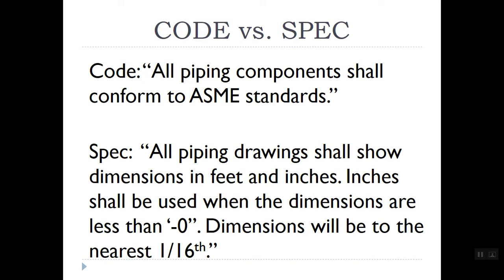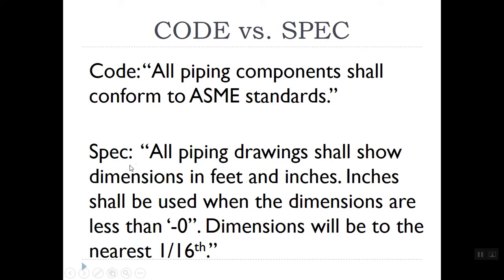So a code, again, it's a big picture thing. It's kind of a larger overview. Code might be all piping components shall conform to ASME standards, American Society of Mechanical Engineers standards. Okay, so that's kind of like a big picture. It applies to every single part of the project, right?